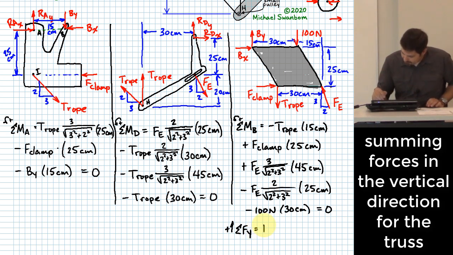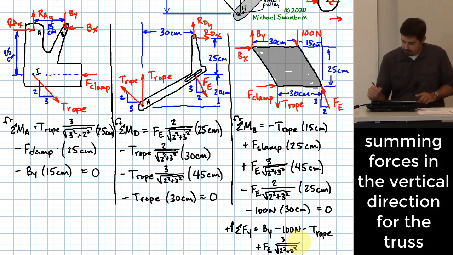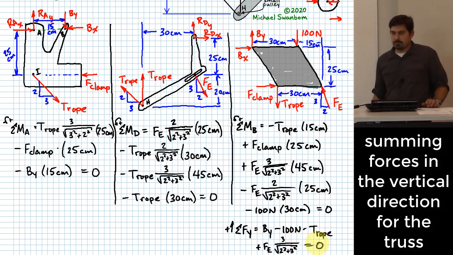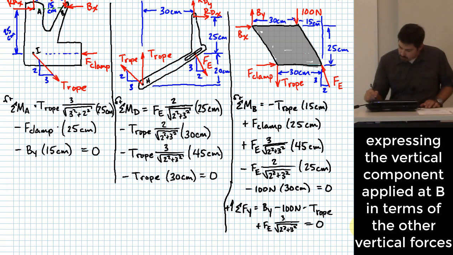Well, we certainly will have BY. What else? Minus 100 newtons. Minus T-rope. Plus FE, we want to pick off just the vertical component, so we'll multiply by 3 over the square root of 2 squared plus 3 squared. Any other vertical components? No. That's it. So let me show you this. That's the equation. Could I rewrite it as this?